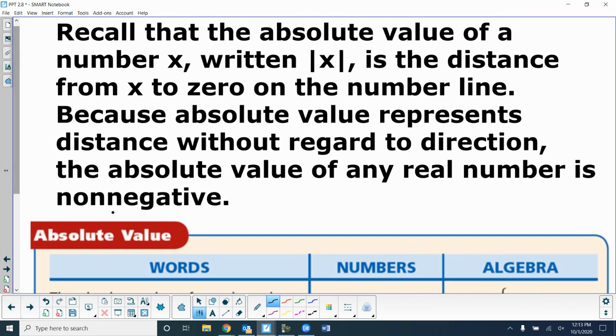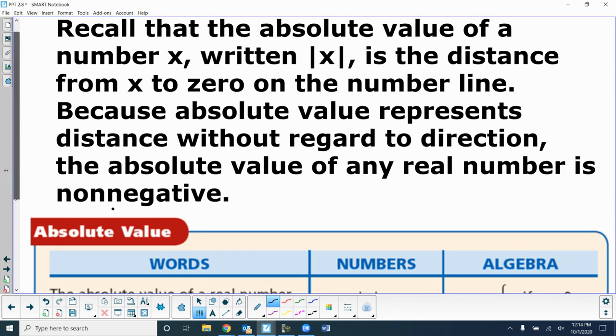Remember, these straight lines mean absolute value. It's the distance from x to 0 on the number line. It's a distance. If I drive from here to Uniontown, let's say it's 3 miles. That's positive 3 miles, right? When I drive back here, is it negative 3 miles? No, it's still positive 3 miles, right? So think of it as a distance. So that's why an absolute value should always be equal to a positive. Because absolute value represents distance without regard to direction, it's non-negative or positive.